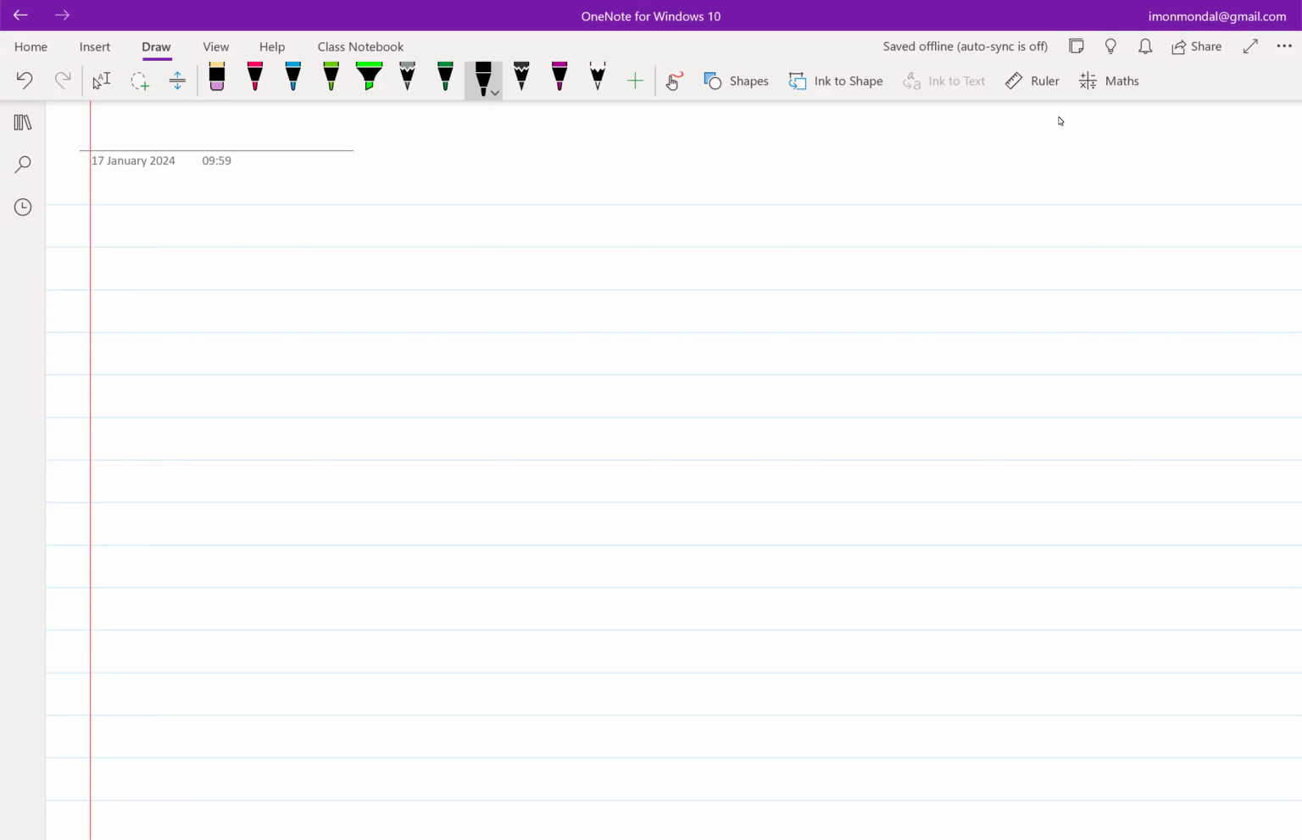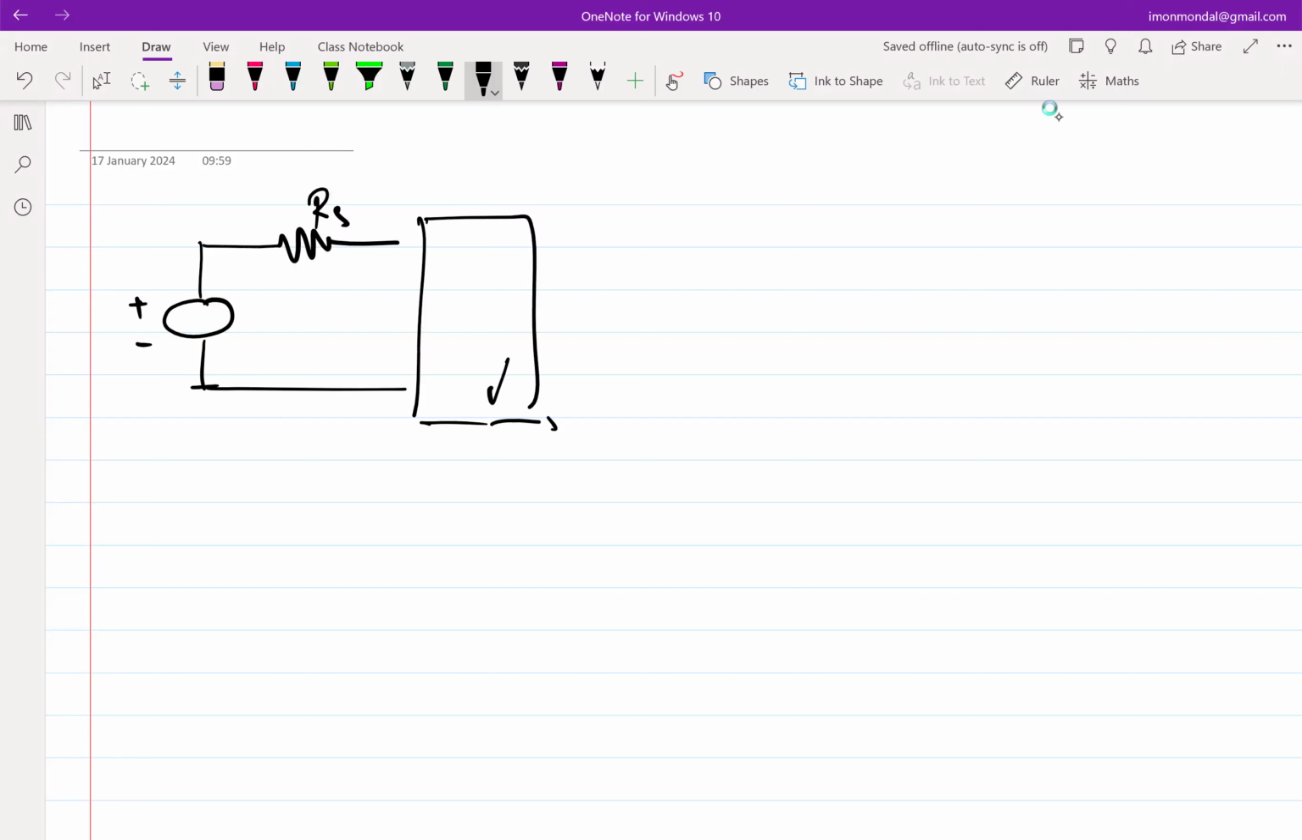So let's assume that we have a voltage source, some source resistance Rs, connected to some network. So this network, there is no constraint on the network per se. I mean, this network can be nonlinear also. So this is V in.